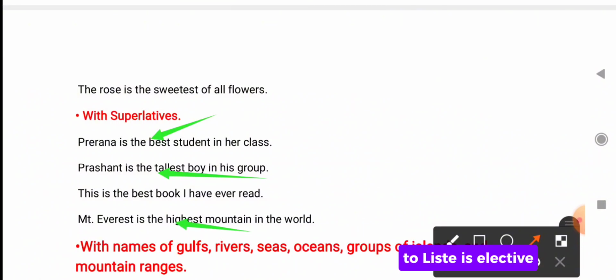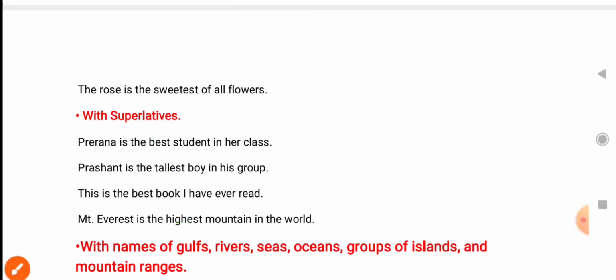Here are some of the rules. Look at some examples. Prashant is the tallest boy in his group. This is the best book I have ever read. The best book I have ever read. अहिलेसम्मकै सबैभन्दा राम्रो. Yes, best. Mount Everest is the highest mountain in the world. Highest mountain in the world. संसारको सबैभन्दा अग्लो. So it is very easy, so with the superlative degree.